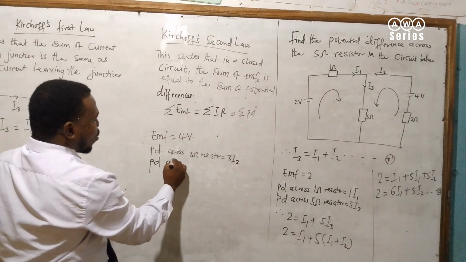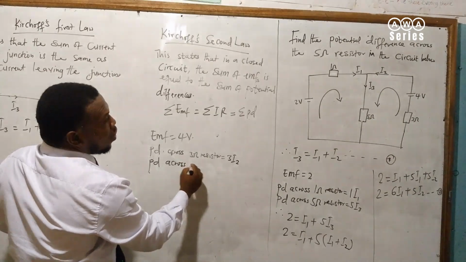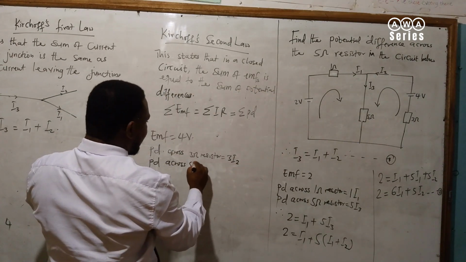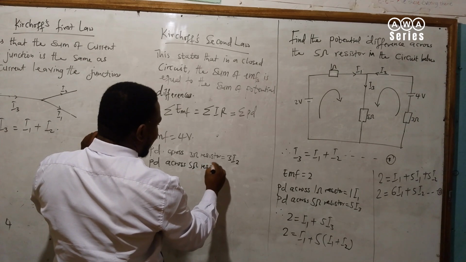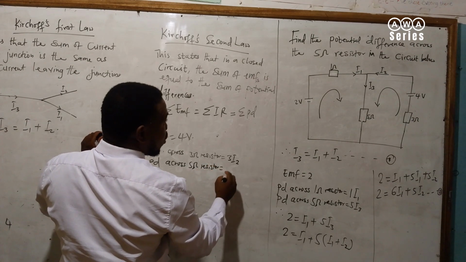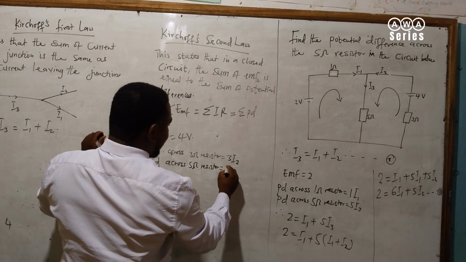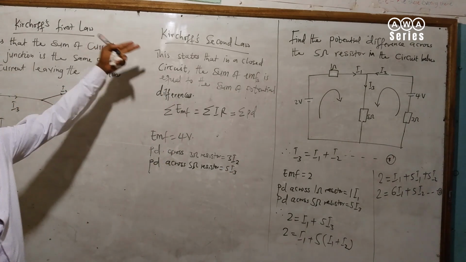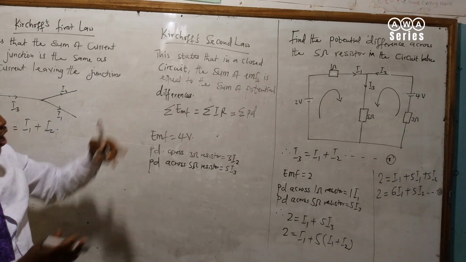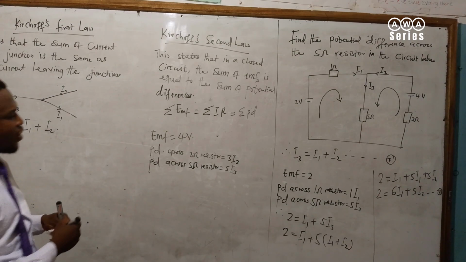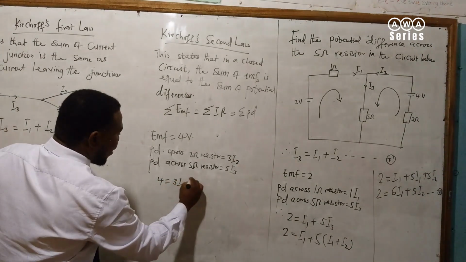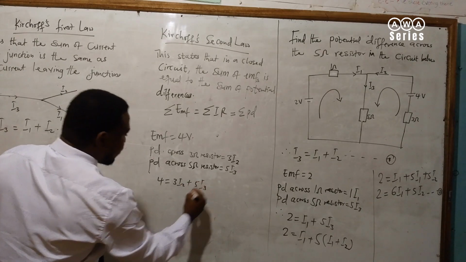The potential difference across the 5 ohm resistor is equal to 5I3. Now, if you apply the second law, which says that the EMFs, when you add them together, you should get the potential difference. Then you have 4 equal to 3I2 plus 5I3.